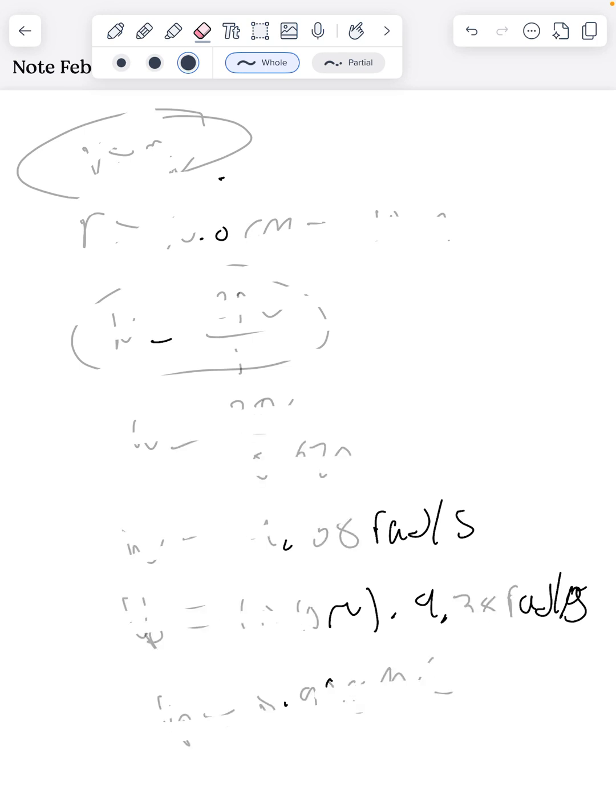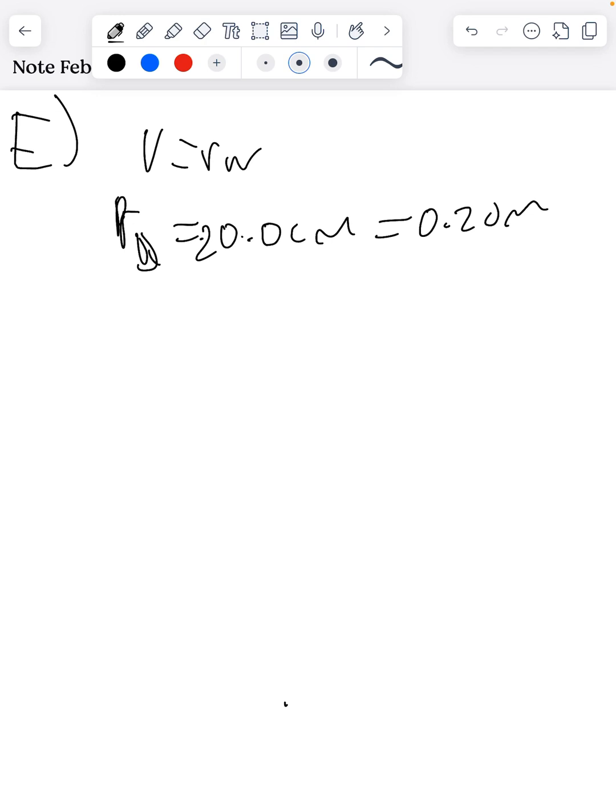We're going to move on to part E now. Part E is asking us to find the speed of point Q on the spinning wheel. Again, we're going to write out that equation from earlier. R_Q is given to us, but we're going to convert 20 centimeters to 0.20 meters.